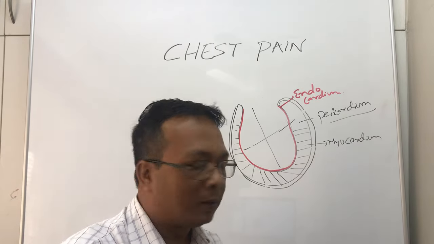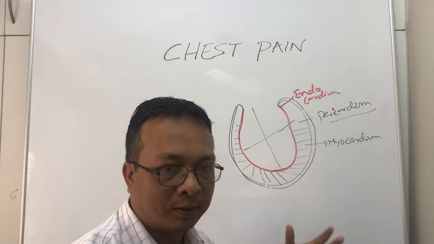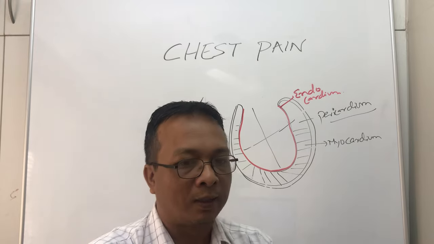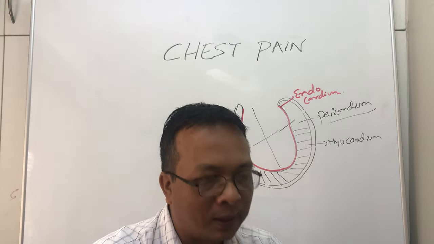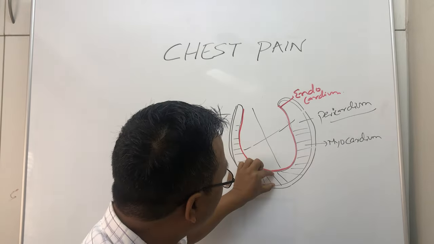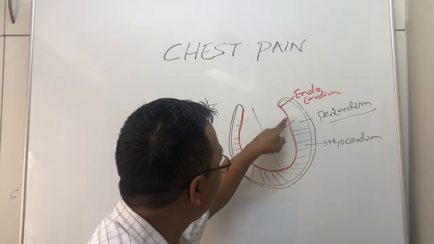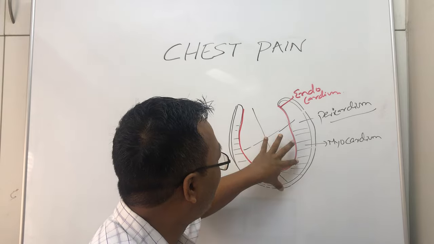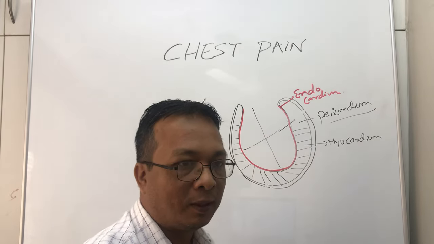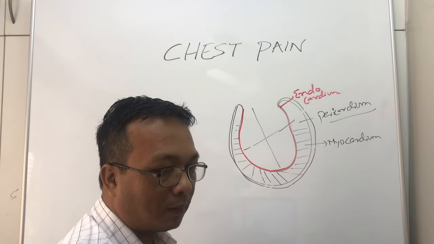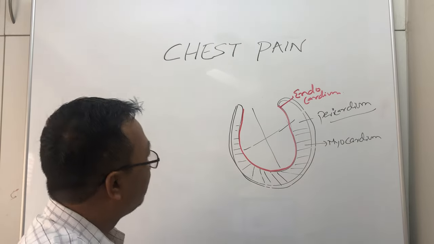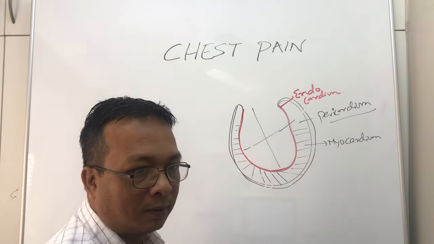So we divide the heart into three layers. The outside thin layer is called pericardium, the big muscle layer is called myocardium, which contracts the heart, and the inside layer is called endocardium, where there are the valves and everything. So these are the layers of the heart.